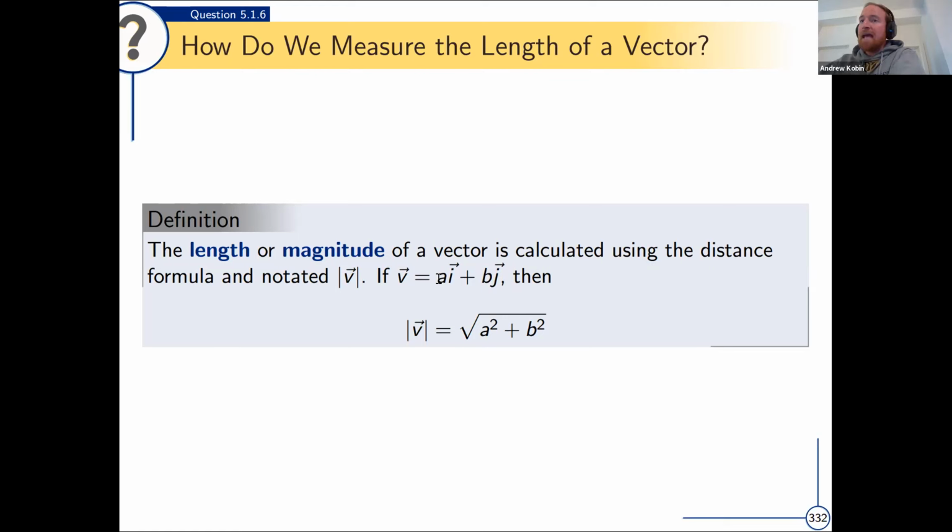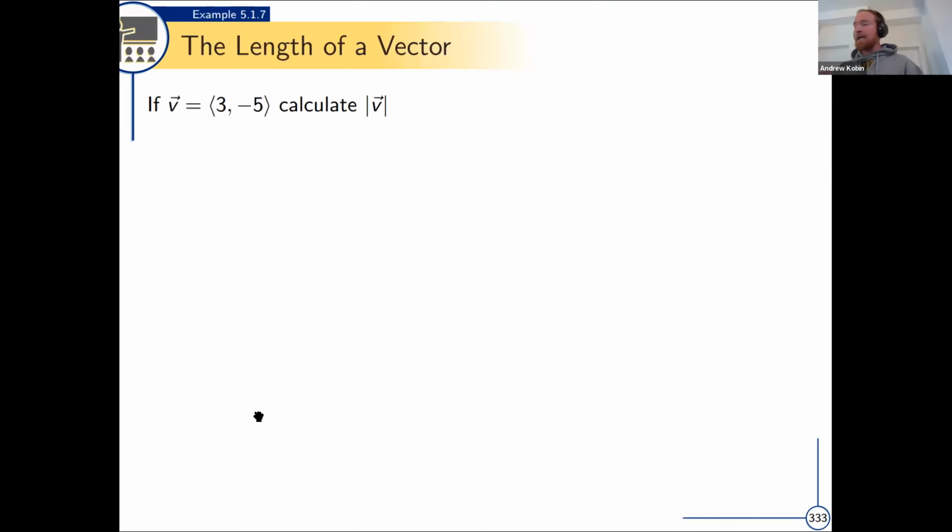If v is written as ai plus bj, you'll see that this vector here, a copies of i, and this vector here, b copies of j, have magnitudes that correspond to the two legs of the triangle. So this is the length of a vector. And let's practice by computing the length of the vector on the previous slide, (3, -5).